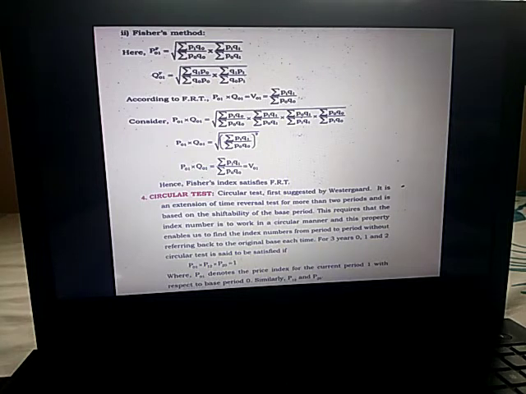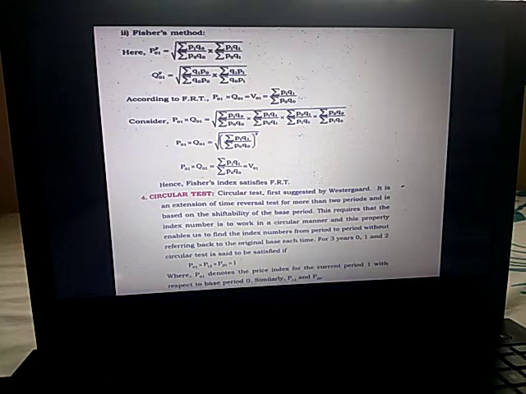Circular test, first suggested by Westergaard, it is an extension of time reversal test for more than 2 periods and is based on the shiftability of the base period. This requires that the index number is to work in a circular manner, and this property enables us to find the index numbers from period to period without referring back to the original base each time. For 3 years 0, 1, 2, circular test is said to be P01 into P12 into P20 equals 1.